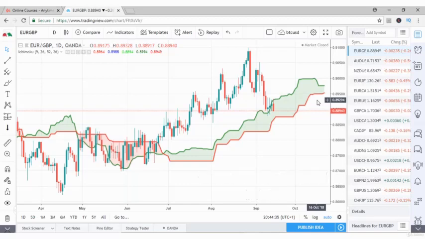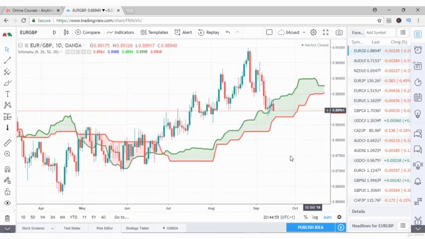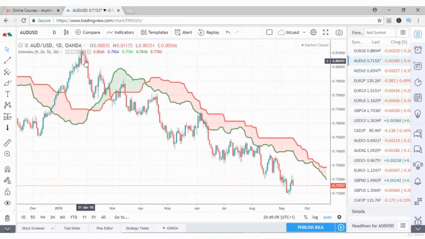The second way to use the cloud, the most important one in my opinion, is to simply check if the price is above or below the cloud. When the price is above the cloud, we have a bullish market. When the price is below the cloud, we have a bearish market. This also has three other main implications. The first one is that when the price crosses the cloud from below, we have a strong buy signal. The second one is that when the price crosses the cloud from above, we have a strong sell signal.